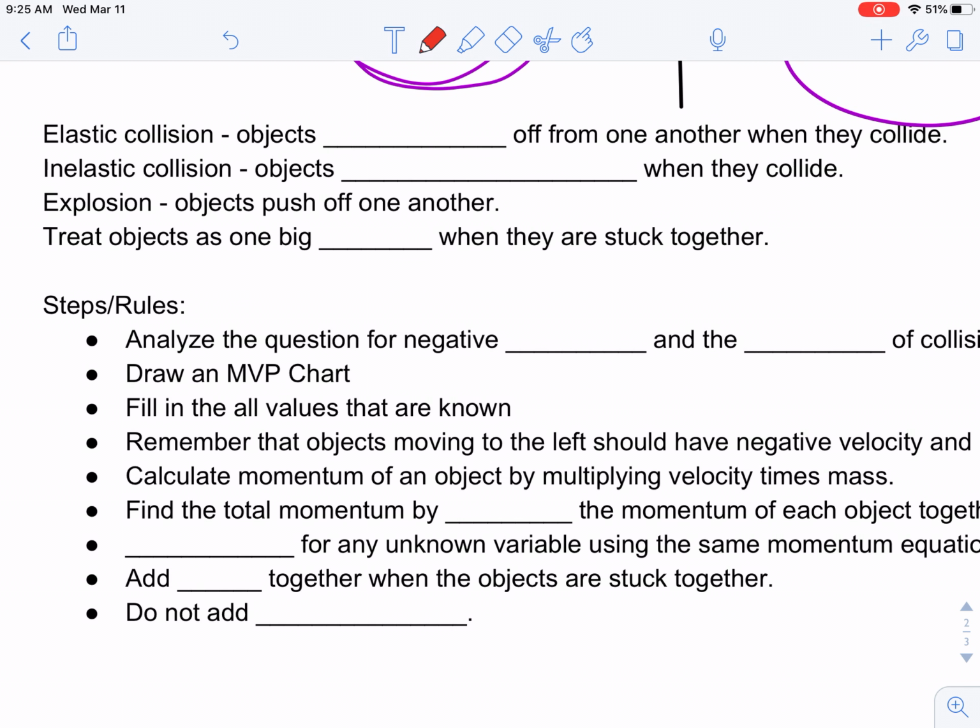Okay, just some quick background and then we'll wrap up. Elastic collision: objects bounce off from one another when they collide. Inelastic collision: objects stick together when they collide. An explosion: objects push off from one another. Treat objects as one big mass when they are stuck together.